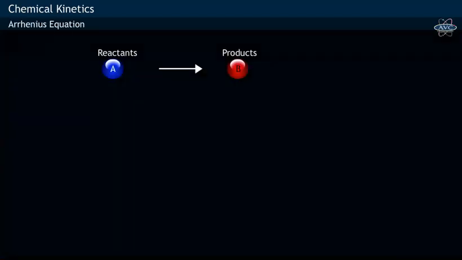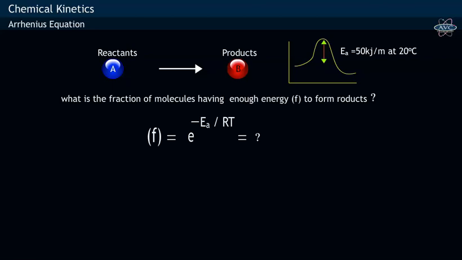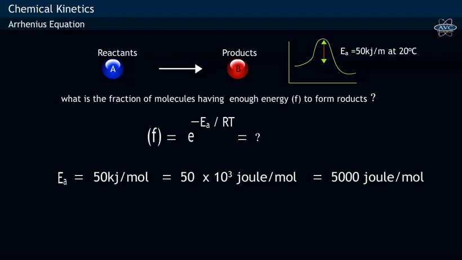Consider a chemical reaction A to B conversion having an activation energy of 50 kilojoules per mole at 20 degrees Celsius. Let us calculate the fraction f, e to the power of minus Ea by RT. As Ea should be expressed in joules per mole, 50 kilojoules per mole becomes 50 into 10 to the power of 3, or 50,000 joules per mole.